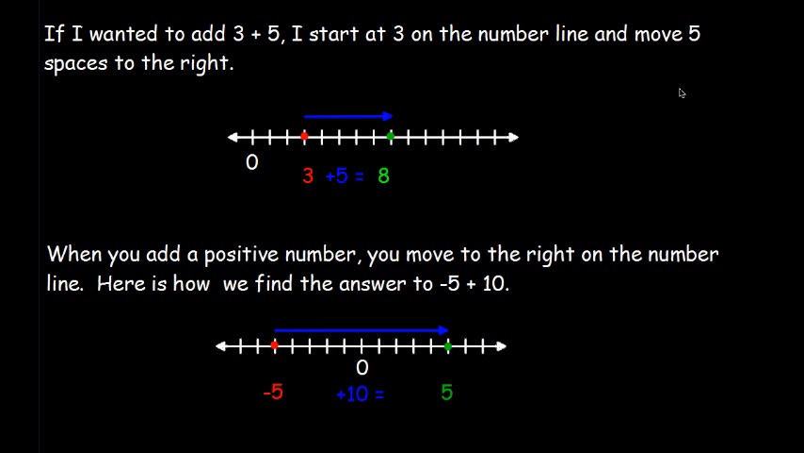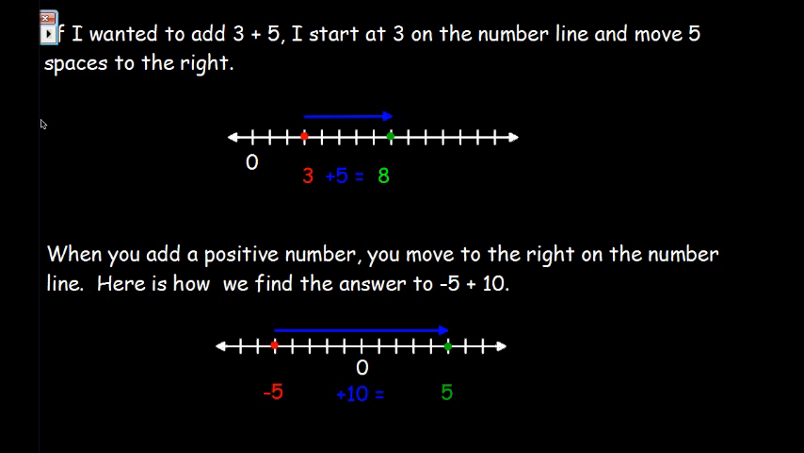Alright, we could also do it on a number line. If I wanted to add 3 plus 5, I start at 3 on the number line and move 5 spaces to the right. Since this says we want to start at 3, that's our first number, and we're counting how far we moved to the right. Since we went to the right, that means we added a positive number. So 1, 2, 3, 4, 5.